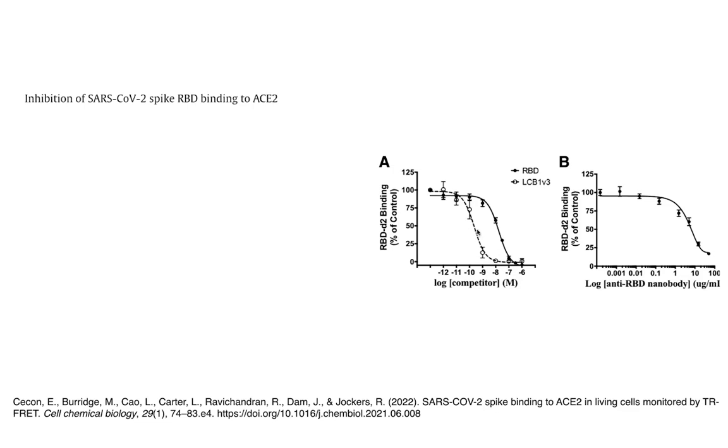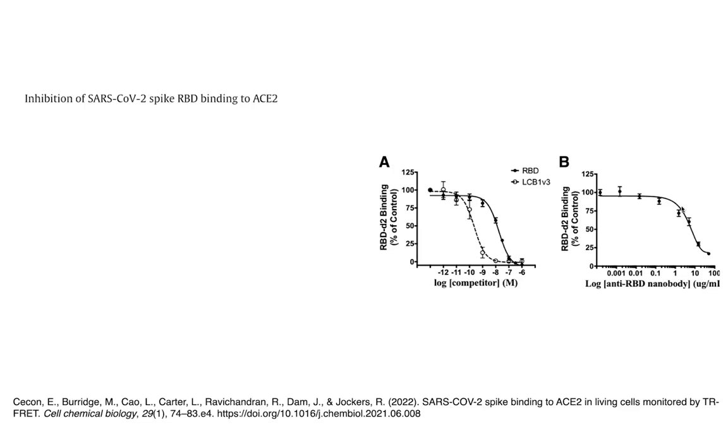If we look at this LCB1V3, here we see that we're shifted to the left. This is indicating a higher affinity. It takes us less of this to compete off the RBD than it took the RBD to compete off the RBD. So this might be an effective way to get to that binding site of ACE2 first.